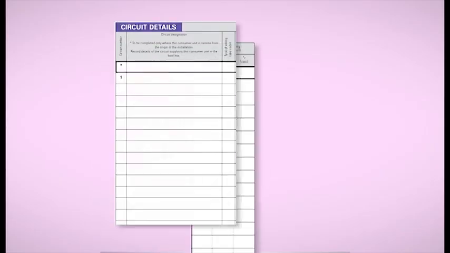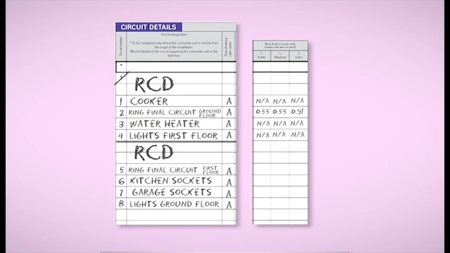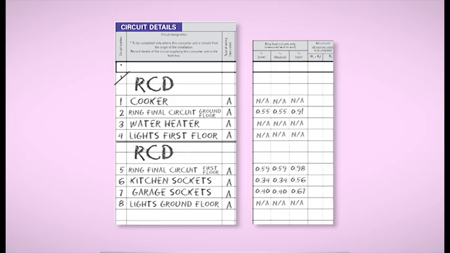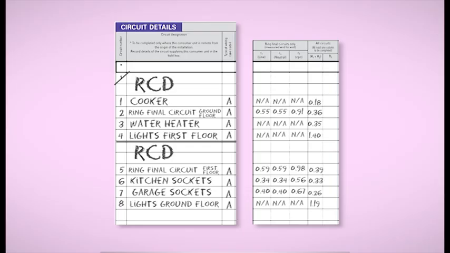Well, that's the circuit details covered. We now have the test results section. The first 3 columns are for little r readings for ring final circuits only, and not applicable can be recorded for all other circuits. Next we have 2 columns for big R readings for all circuits, but only 1 column need be completed for each circuit.